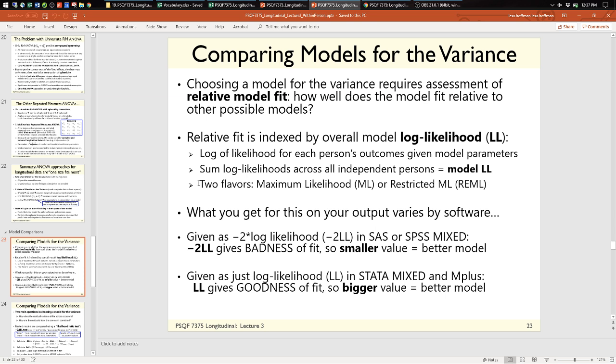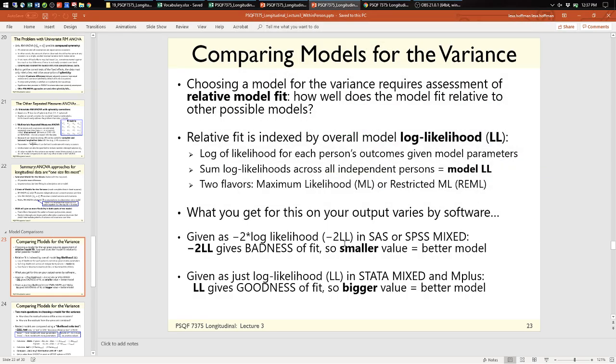This is slide 23. There we go. So yes, picking up in lecture 3 at the end, slide 23 is where I wanted to start. Talk about ML versus REML and model comparisons.